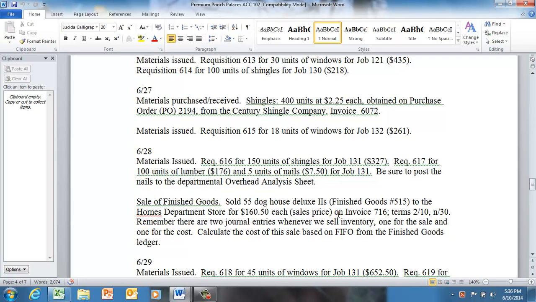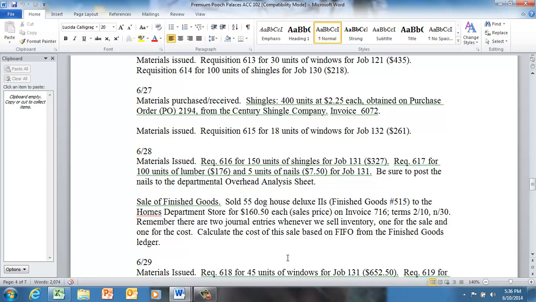That's not what cost us. We sell it, of course, for more than what it cost us, or we would go out of business. And this is invoice 716. Remember that there are 2 journal entries every time we sell inventory. There's the journal entry that deals with the sale and the sales price, and then the journal entry where the cost of that inventory that we sold comes out of inventory and goes into cost of goods sold.